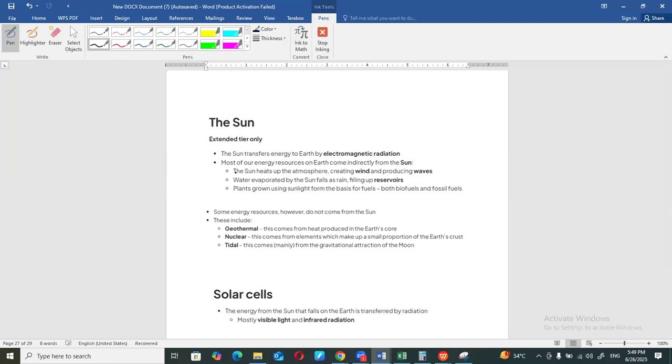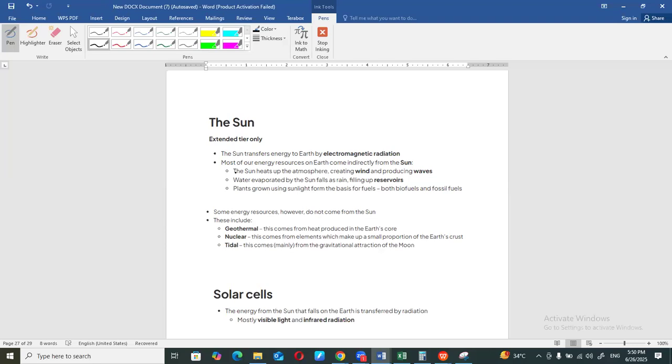So the sun heats up the atmosphere, creating wind and producing the waves. Water evaporated by the sun falls as rain and fills up the reservoirs. What exactly I want to say is that the sun is somehow or another a cause of different types of energies in this world. But there are certain energies which have nothing to do with the sun. They are energy resources on their own, like geothermal.